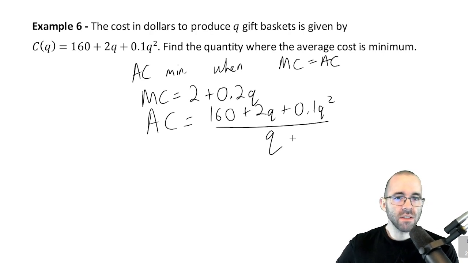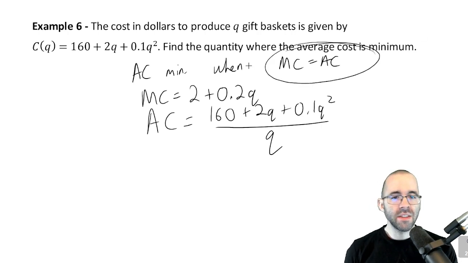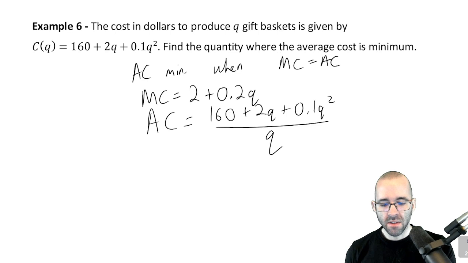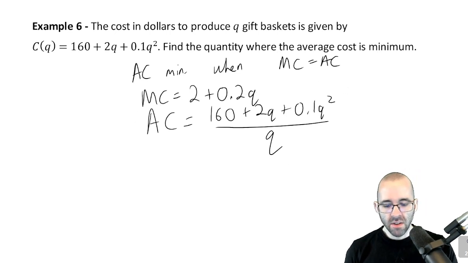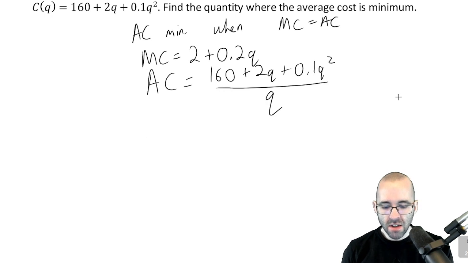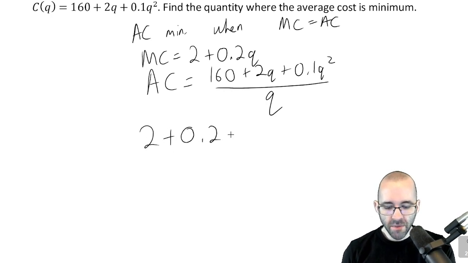That's average cost. We're using the fact that average cost is minimized when this is the case. To say that, okay, let's use this marginal cost and average cost. Set them equal. Here's our marginal cost. Let's set it equal to our average cost.